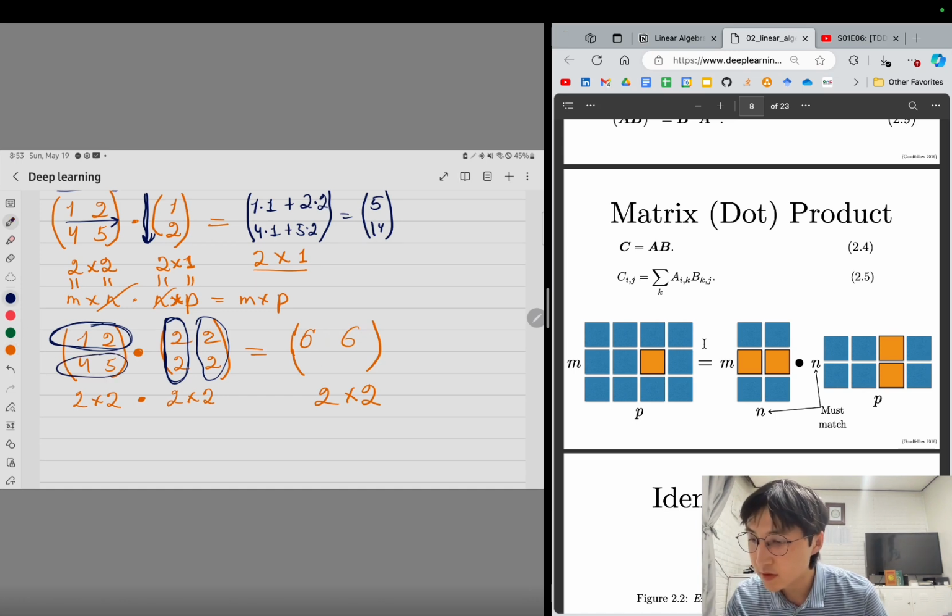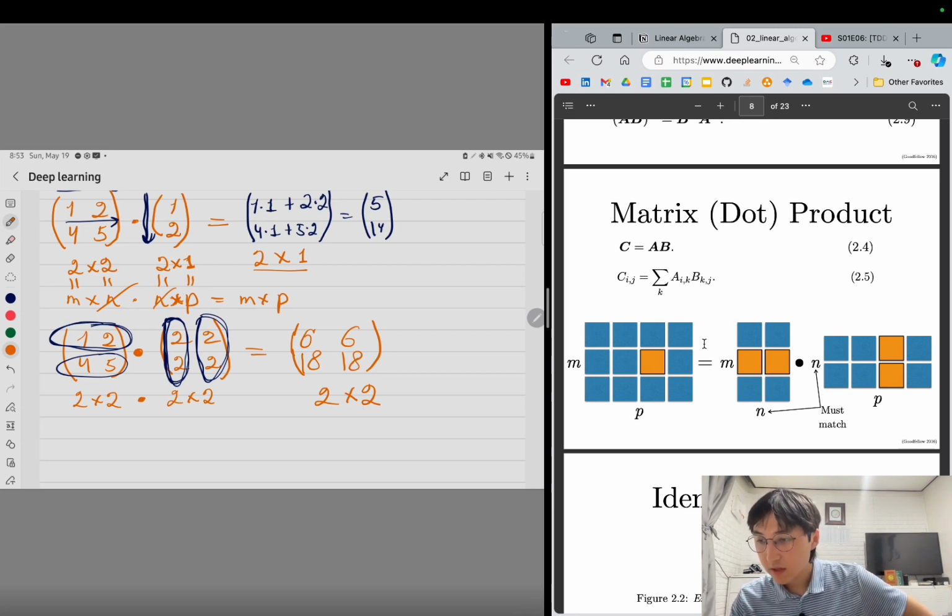And the same process for the second row. We will multiply this one by the first column and then by the second column to find the second. So it will be 4 by 2 is 8, 8 plus 10 is 18. And then it's also 18. That's all. That's how the dot product works.